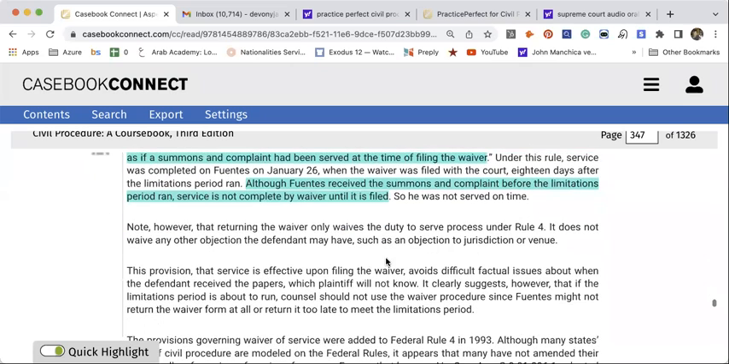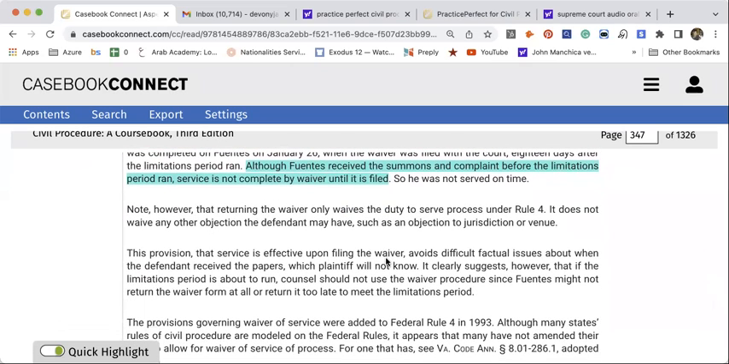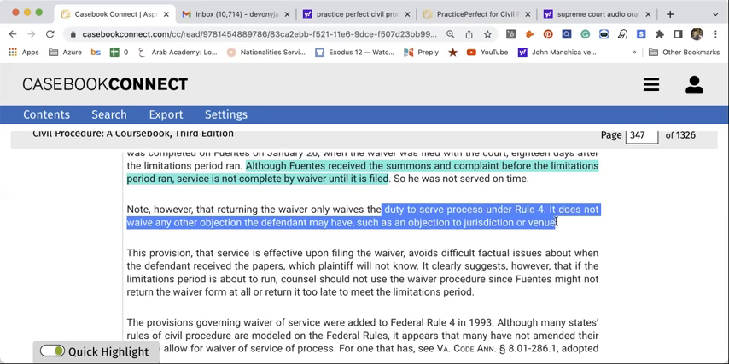Note, however, that returning the waiver only waives the duty to serve process under Rule 4. It does not waive any other objection the defendant may have, such as an objection to jurisdiction or venue.